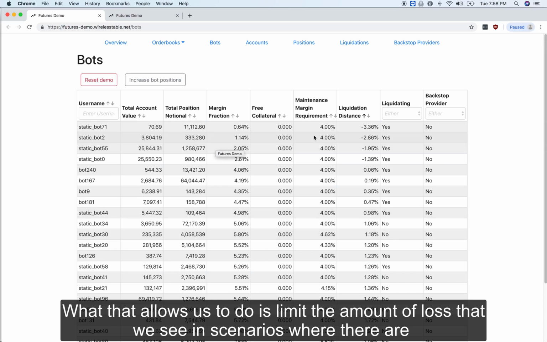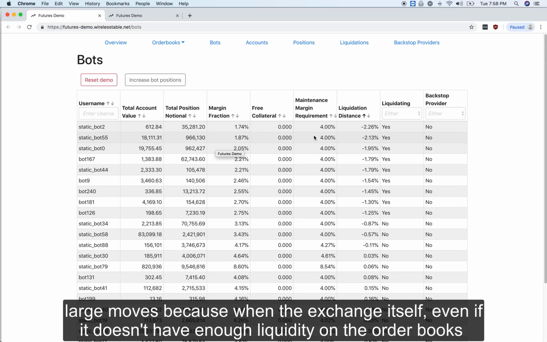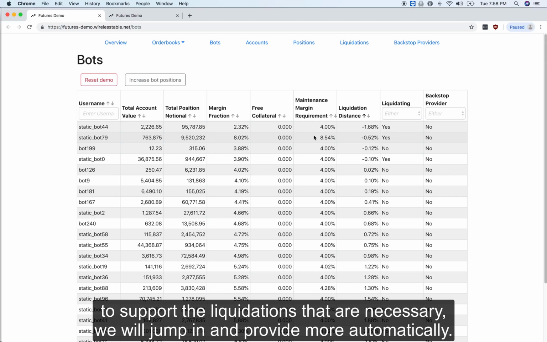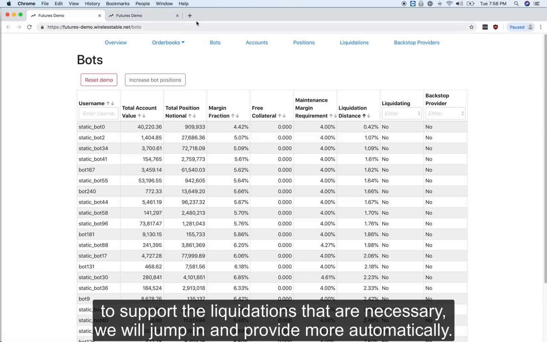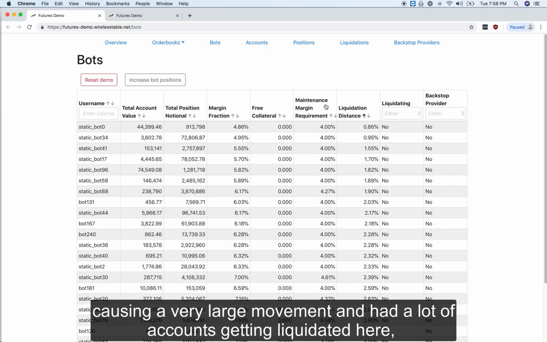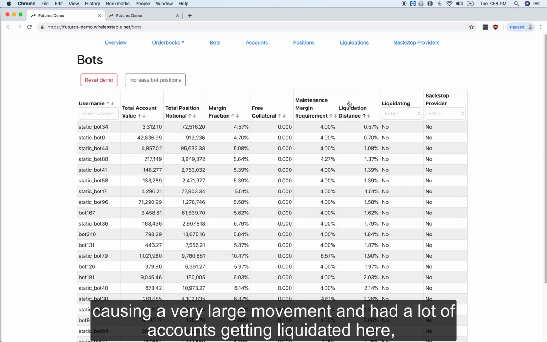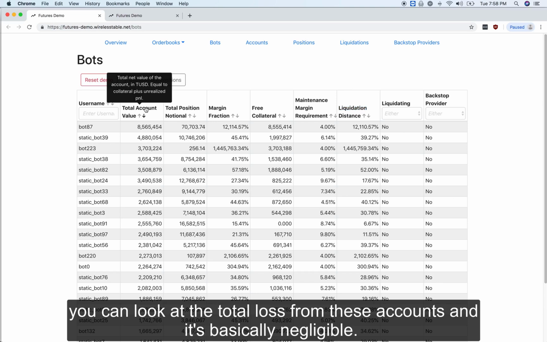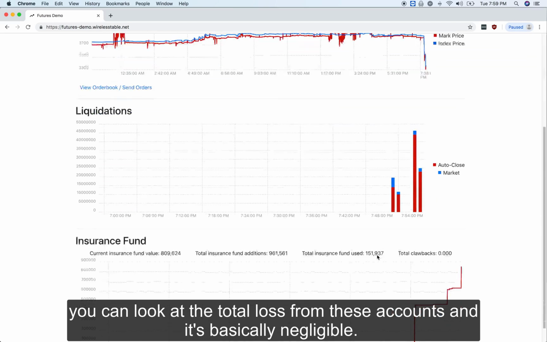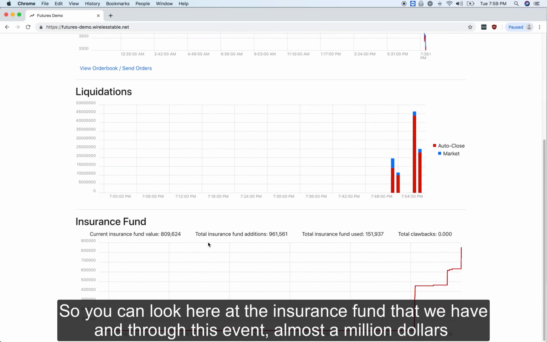What that allows us to do is limit the amount of loss that we see in scenarios where there are large moves. Because when the exchange itself, even if it doesn't have enough liquidity on the order books to support the liquidations that are necessary, we will jump in and provide more automatically. So even though we just gapped Bitcoin down another 4% after it had just dropped 5%, causing a very large movement, and had a lot of accounts getting liquidated here, you can look at the total loss from these accounts, and it's basically negligible. So you can look here at the insurance fund that we have.